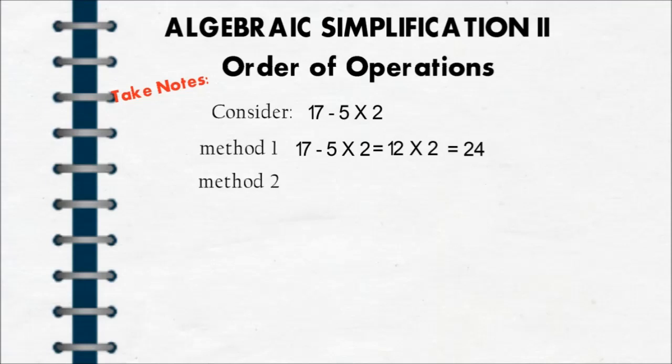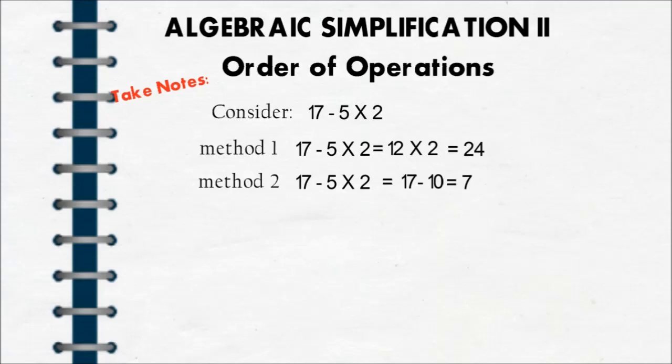Method 2. 17 minus 5 multiplied by 2. So we take the second operation, which is 5 multiplied by 2 first. So 5 multiplied by 2, we have 10. Then we also have our 17. So we have 17 minus 10, which is 7. Okay, now, so we see the difference.